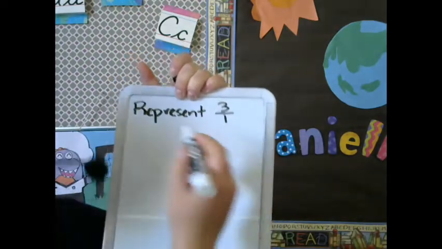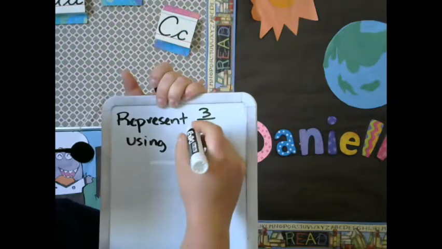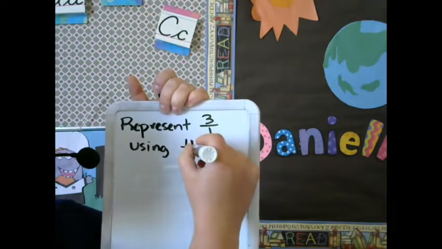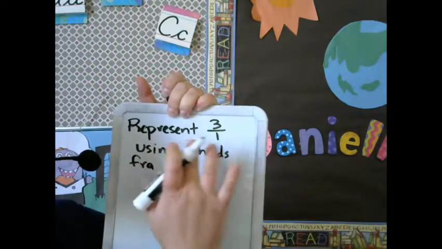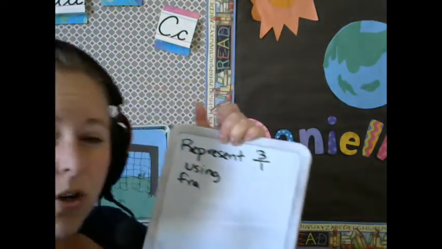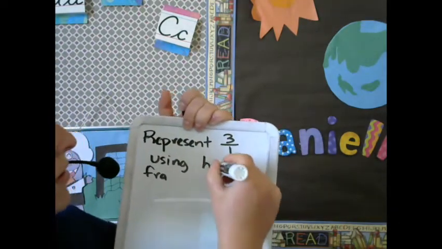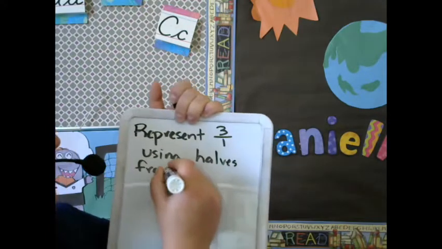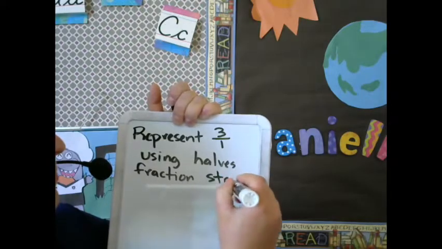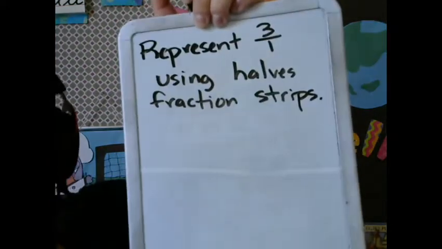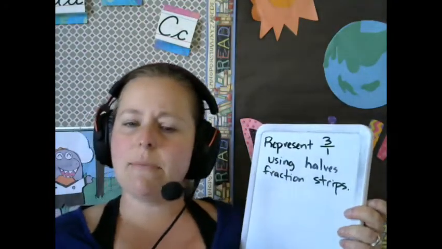Represent that fraction using, and let's do thirds. You know what? We're not going to do thirds. We're going to do halves. I don't want you to get confused since I'll have two numbers with 3. So using halves fraction strips. Okay?